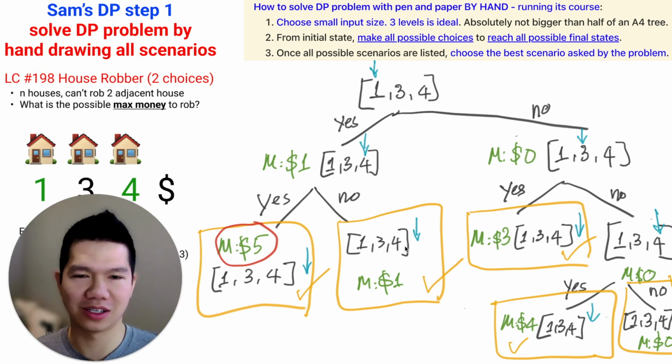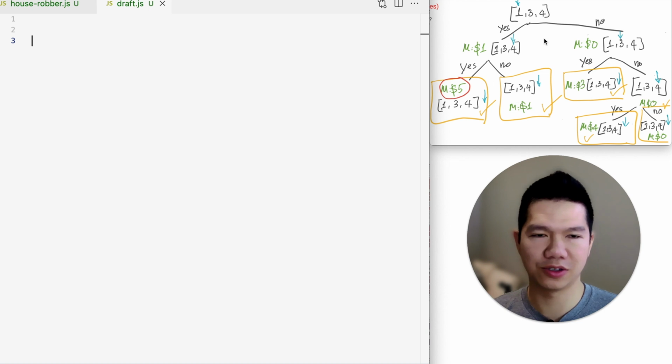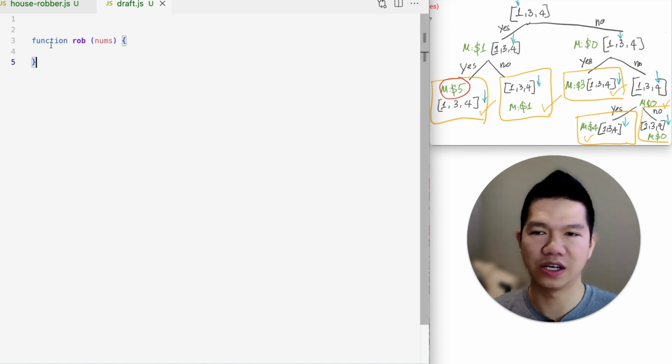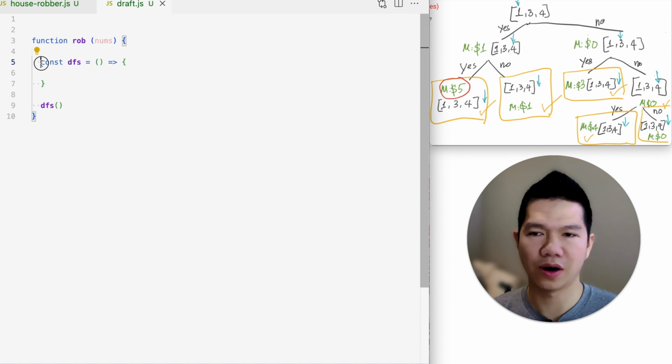Next, we're going to turn this hand-solved solution into code. Turning this solution tree into code is going to be an easy routine for you, so I'm going to do this a little bit faster this time. First, we're going to have a wrapper function called wrap. Second, always name your recursive function depth of search to emphasize the importance of depth of search in DP. Third, state parameters, which are the numbers that we're going to put in our recursive function.